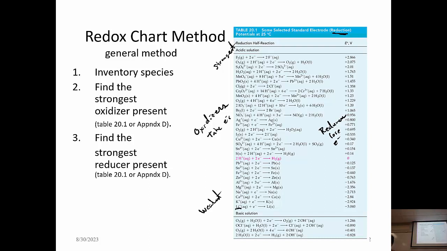Water, do you know where water belongs? Where water belongs is take a look at the number on the right. The number on the right is negative 0.828. And so if we fit that into our upper chart, it fits between negative 0.763 and negative 1.676. In other words, it fits between zinc ions and aluminum ions. And so what I did was I drew three dots there. Do you see the three dots on the chart? That's where you insert water. And so water is not the weakest oxidizer. Water is a weaker oxidizer than zinc ion, but a stronger oxidizer than aluminum ion. And so that's where water belongs.